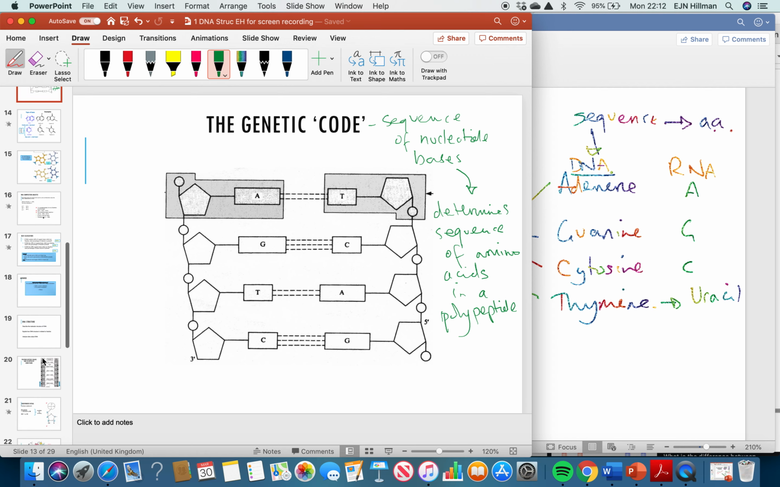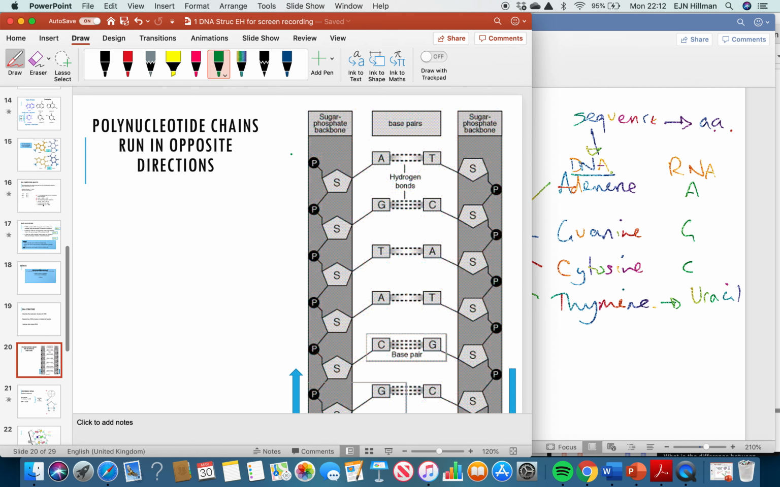Okay, we'll just skip through to here. Here we can see again those complementary base pairs. You can see the 2 sugar phosphate backbones, and we can see the relative direction and that anti-parallel nature of the 2 chains, which run in opposite directions.